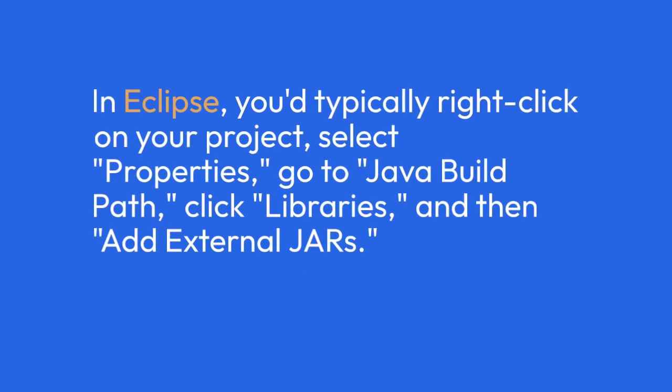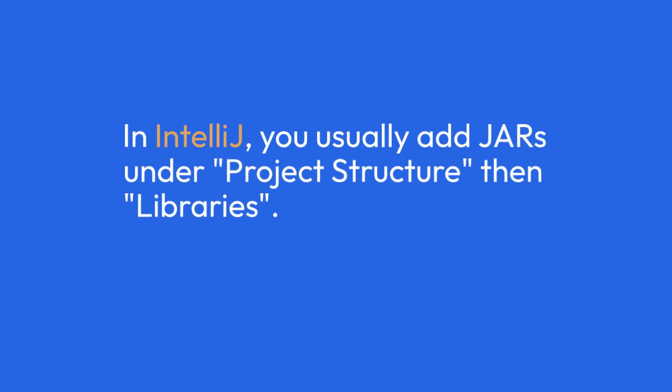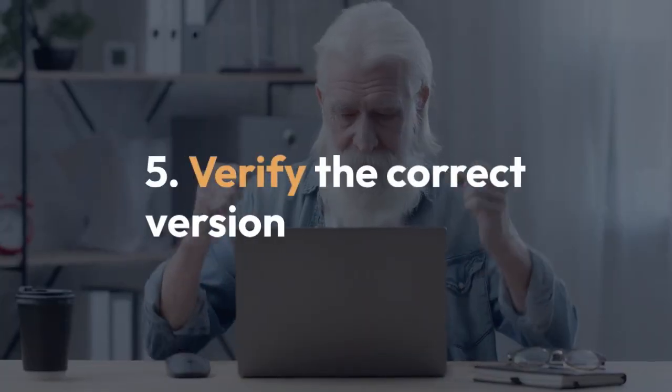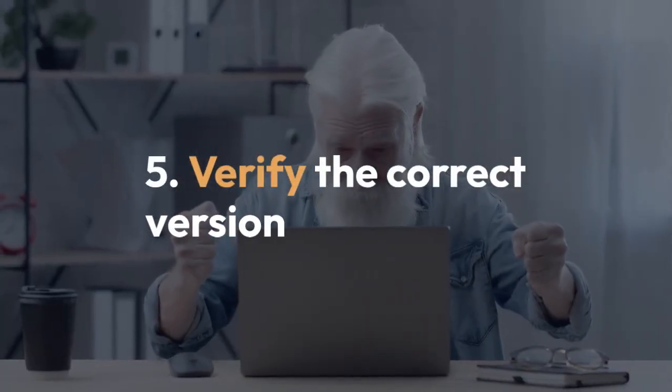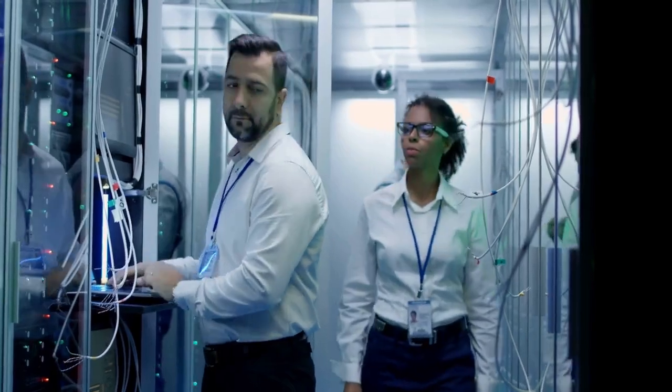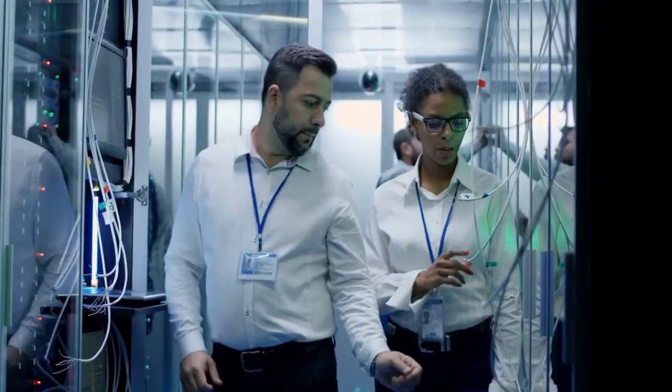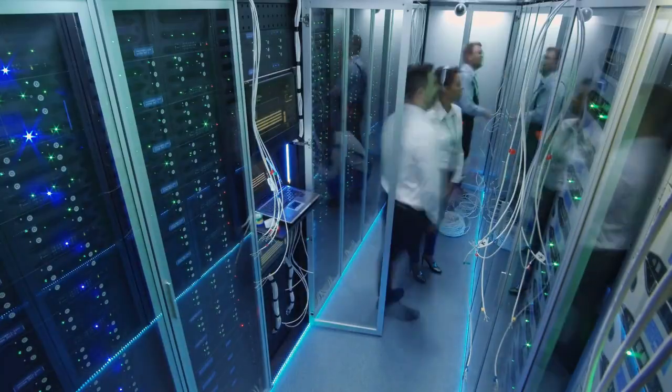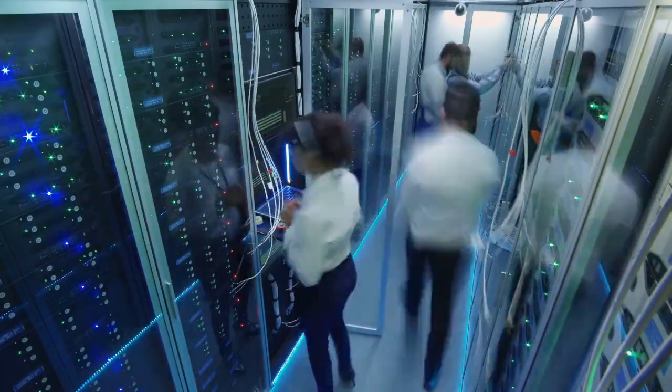In Eclipse, you'd typically right-click on your project, select Properties, go to Java Build Path, click Libraries, and then add external jars. In IntelliJ, you usually add jars under Project Structure, then Libraries. 5. Verify the correct version. Ensure you are using a compatible version of the Servlet API with your application server, Tomcat, Jetty, etc., as mismatched versions can lead to runtime errors.